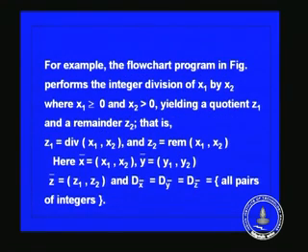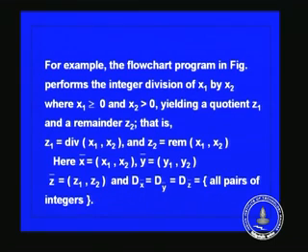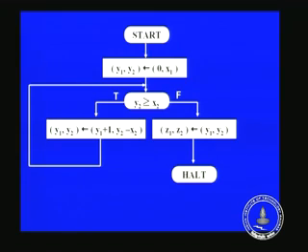Let us take a particular example and see what happens. I will come back to this slide later. Look at this. This is a small flowchart program, and what does this do? Start, and you are having two input variables x1 and x2 and two program variables y1 and y2 and two output variables z1 and z2.